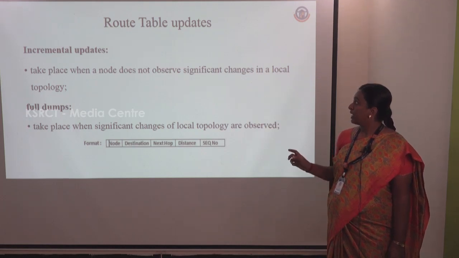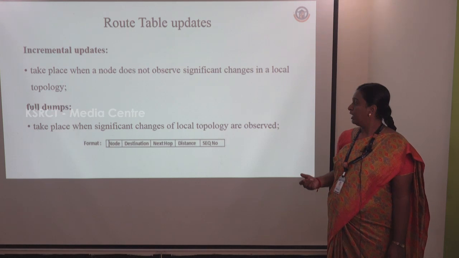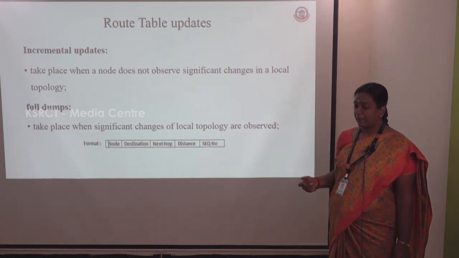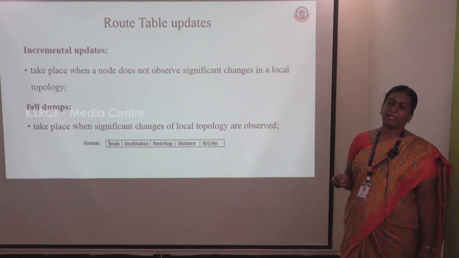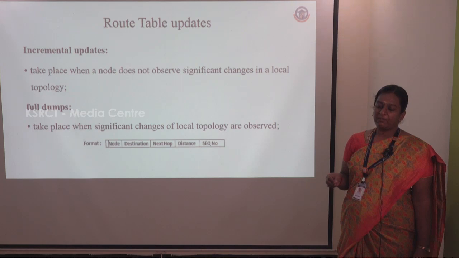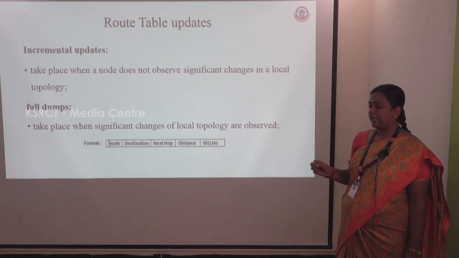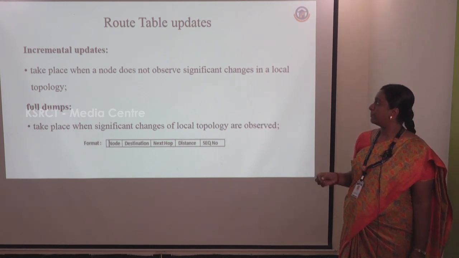So here the route table will have the following parameters: the source node, the destination node, and the next hop. What is the next hop? The next hop is nothing but the intermediate node between the source and destination node. Then the distance between the nodes, and finally the sequence number. The sequence number will be randomly generated.